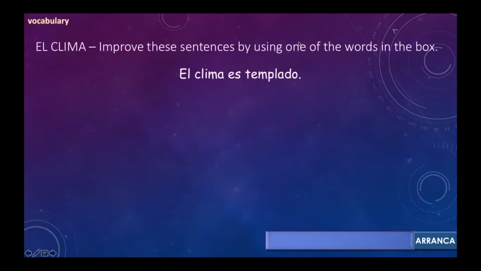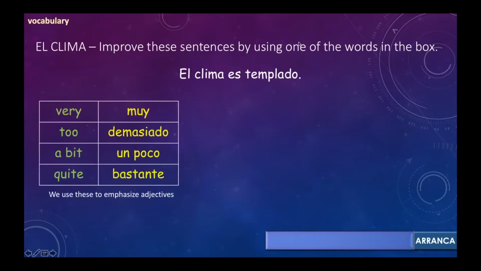Now then, we can improve these sentences by using what we call emphasizing words. These are actually adverbs that allow us to improve our sentences. So, for instance, I have el clima es templado, which means the weather is mild. But I can actually improve the sentence by using any of these four. I chose muy. El clima es muy templado. It's very mild. But you could easily use demasiado. El clima es demasiado templado. O el clima es un poco templado. O el clima es bastante templado.